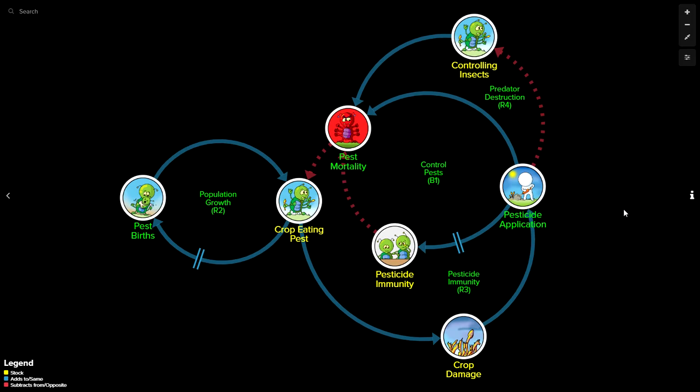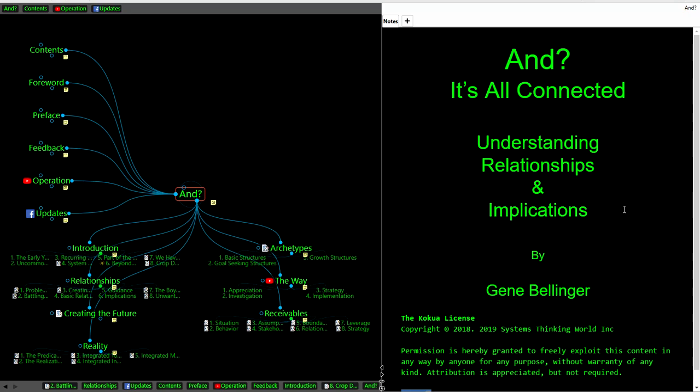Now, note that this is actually a portion, an element of this structure that I'm working on, this work called And It's All Connected, about how to understand relationships and their implications and solve problems so they stay solved and not create new problems in the process. And there's a link to this work in the notes section of the video.